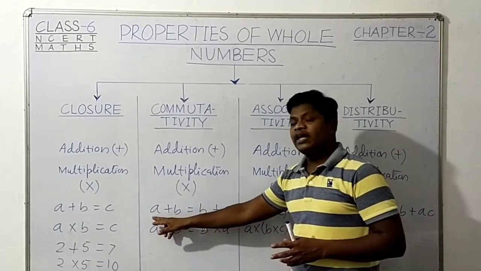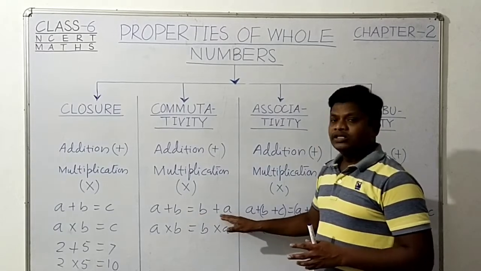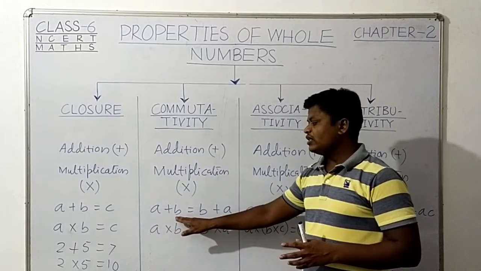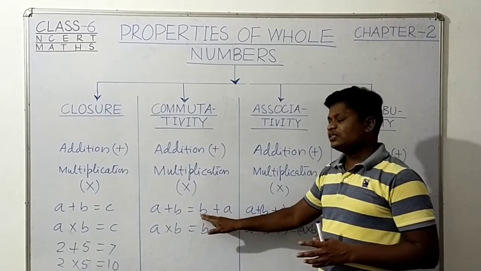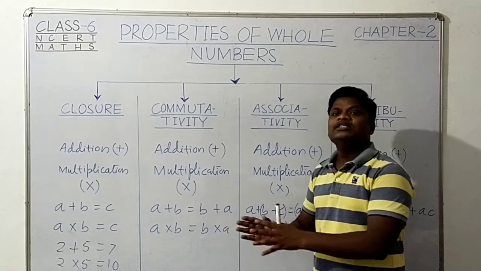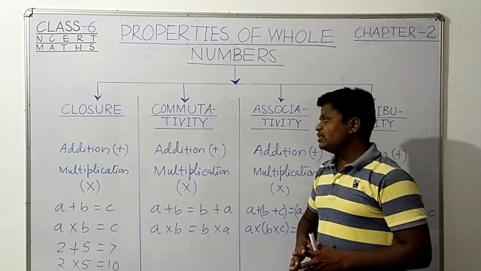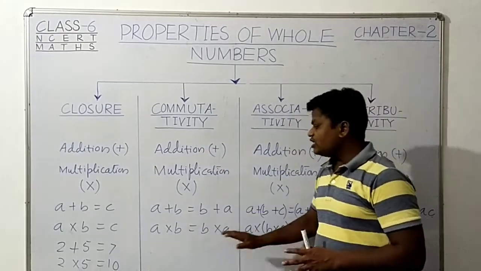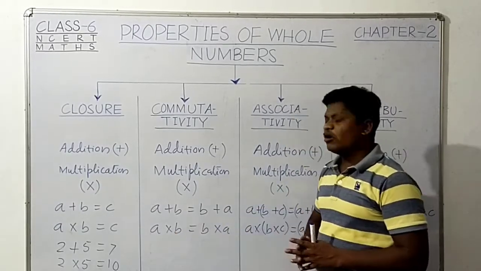Suppose I take two whole numbers, A plus B, and the resultant is B plus A. In one case I first write A and after that B, or in the other case I write B first and then A. You can see I have made a different arrangement of the whole numbers, but the result is not affected, right? This is the commutative property, and this is the reason whole numbers are commutative under addition, right?